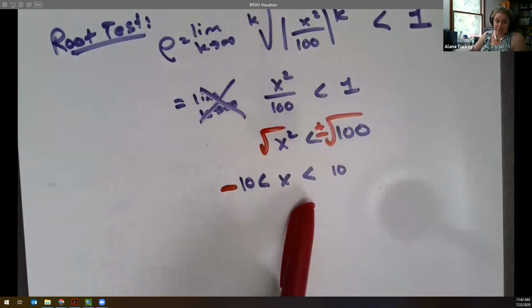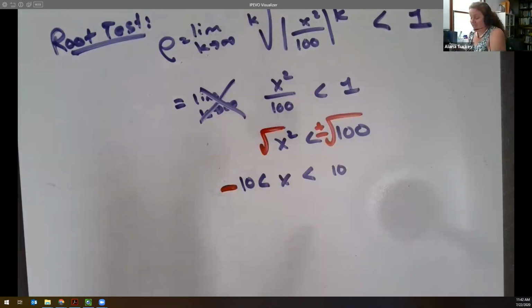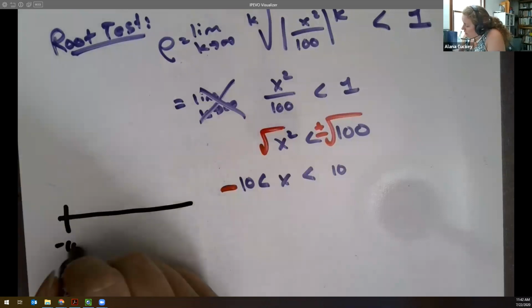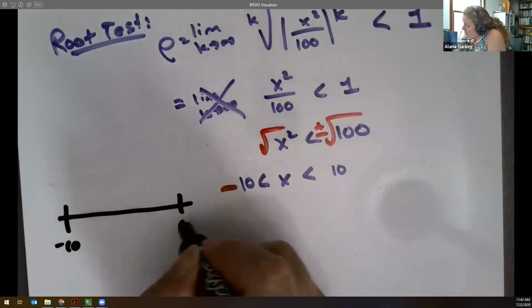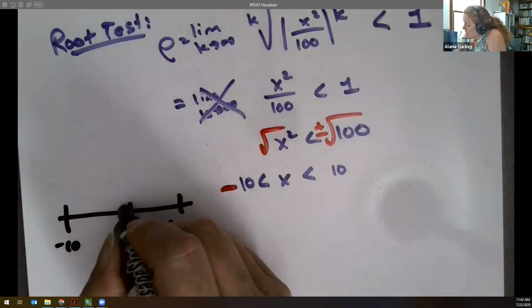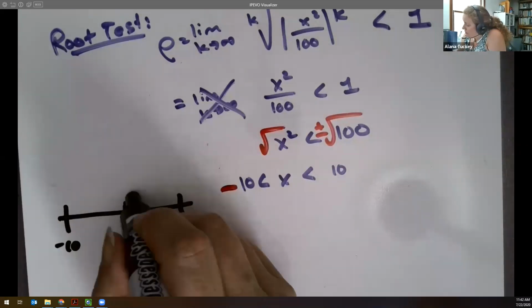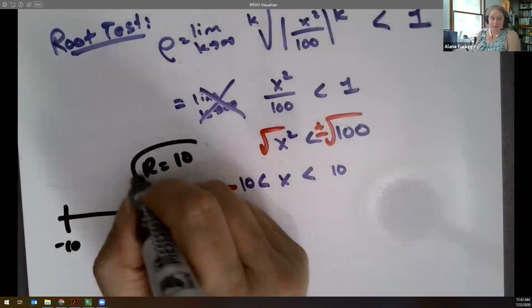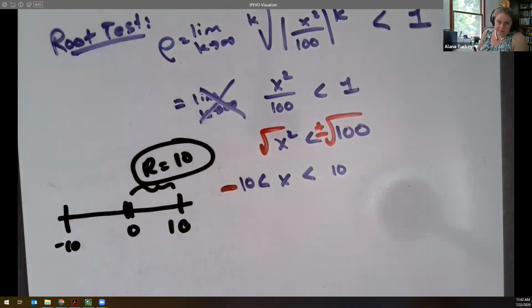I can tell you the radius of convergence right now. The radius of convergence is 10, right? Because your interval of convergence is going from -10 here to 10 here. Obviously, 0 is in the middle. So my radius is right here. The radius of convergence is 10. Right? I just don't know if I get to include 10 and -10. I don't know if my interval of convergence has brackets or parentheses or both. It's possible to have a bracket on one side and parentheses on the other. So I have to check.